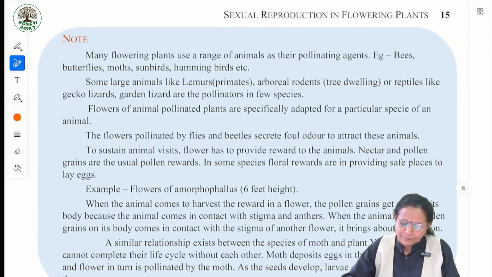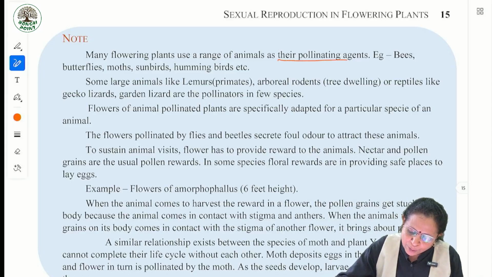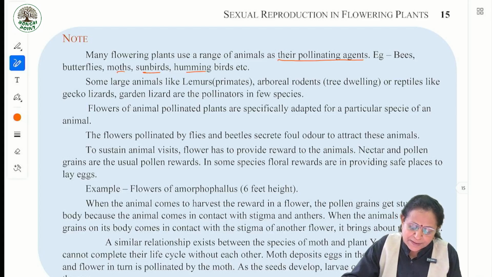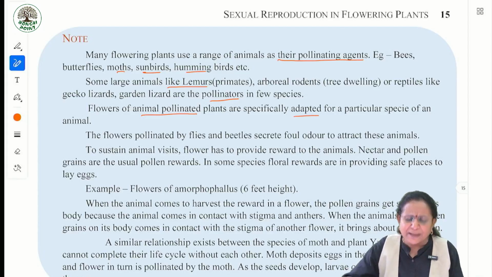Note some important points here. Many flowering plants use a range of animals as their pollinating agents, like for example bees, butterflies, moths, sunbirds, hummingbirds, etc. Some large animals like lemurs, primates, arboreal rodents, tree dwelling, or reptiles like gecko lizards, garden lizards are the pollinating agents or the pollinators in few species. Flowers of animal pollinated plants are specifically adapted for a particular species of an animal.